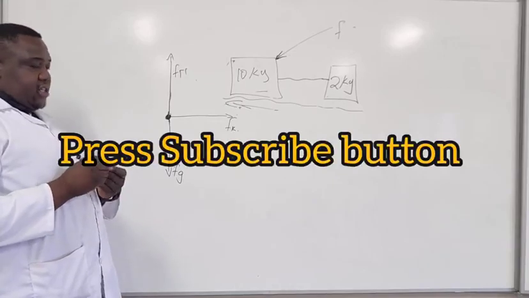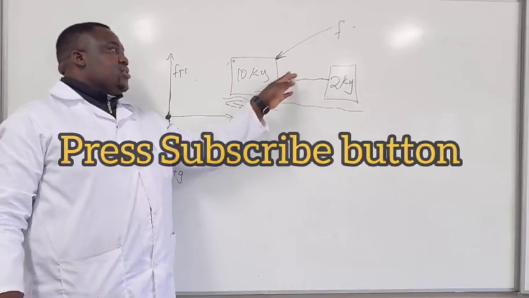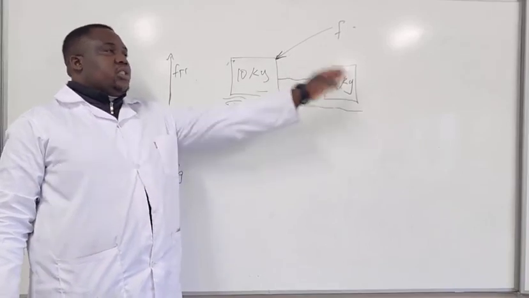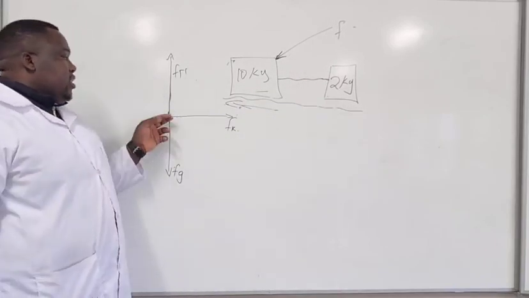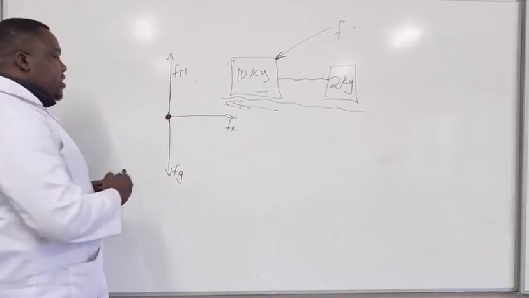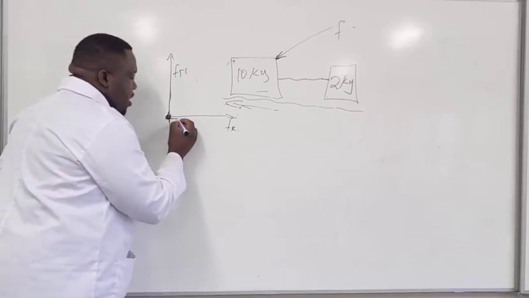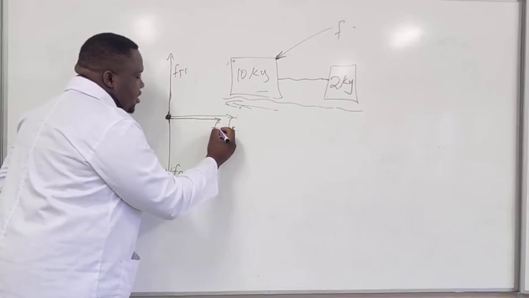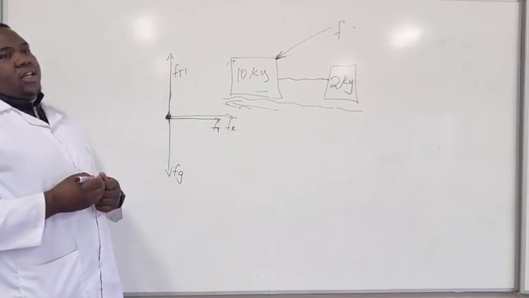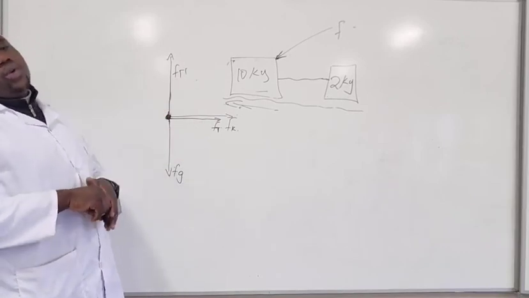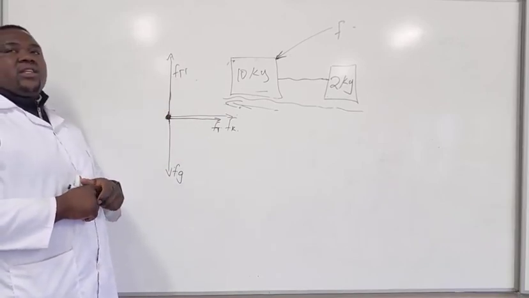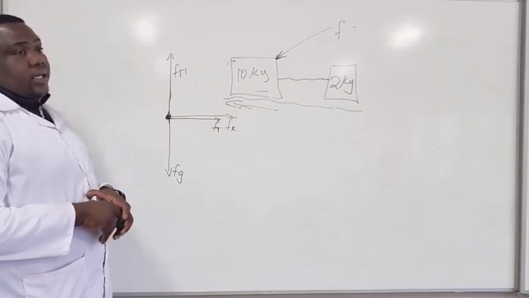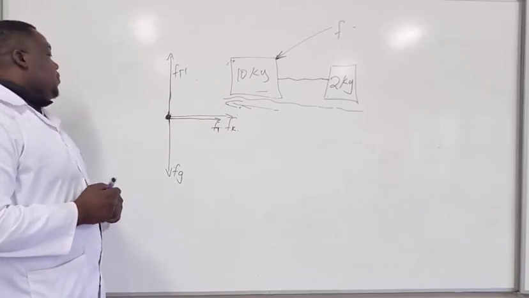What about tension? This 2 kg object is causing this rope to be pulled backward, meaning that tension and friction are pointing in the same direction. So we're going to have tension, Ft. Remember that these things are not drawn up to scale, meaning that the length of the lines does not matter.